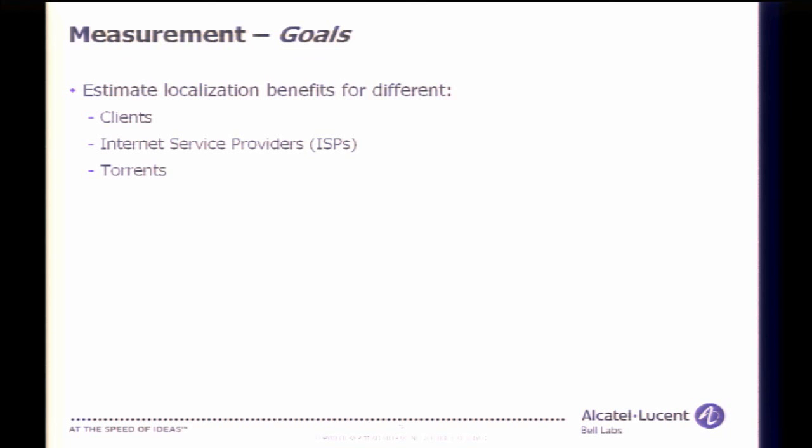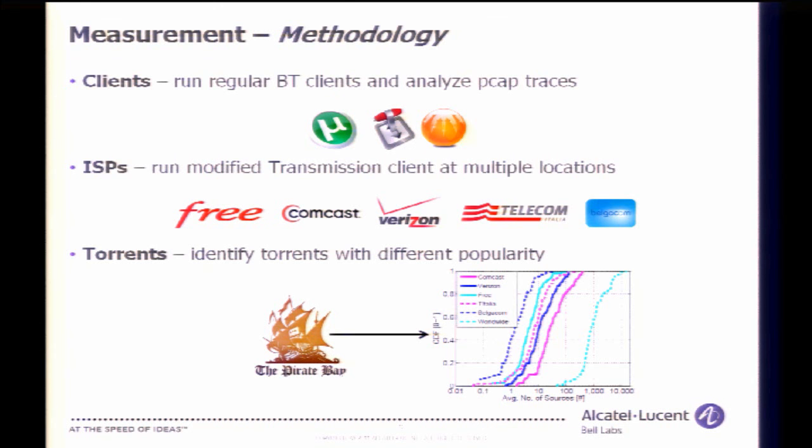Our goal was to measure the localization benefits, or the fraction of traffic that would stay local, based on the clients you're using. BitTorrent has several implementations: uTorrent, Transmission, BitComet, to name a few. We wanted to know whether the client you use has an impact, the ISP you're sitting at might also have an impact, and the torrent, if you're downloading a very popular one or an unpopular one, for instance. So we have implemented a bunch of tools that allow us to play with all this.